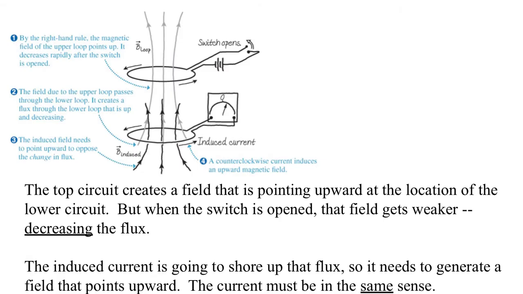All right, the top circuit creates a field that is pointing upward at the location of the lower circuit. But when the switch is open, that field gets weaker, which decreases the flux through the lower circuit. The induced current is going to shore up the flux, so it needs to generate a field that points upward, which means the current must be in the same sense.